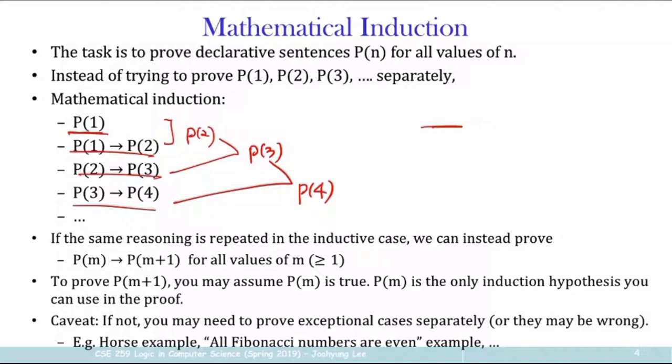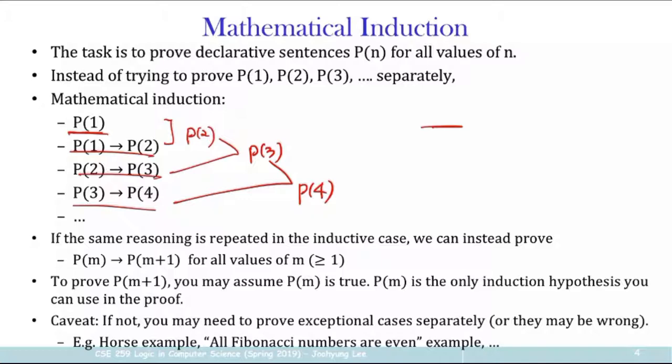Sometimes the induction fails. We saw some examples, like the example where all Fibonacci numbers are even. The caveat here is that sometimes the reasoning is not repeated in all inductive cases. In some step, P of 1 implies P of 2, or maybe P of 2 implies P of 3, somewhere it may fail to use the same reasoning as in the other cases. Okay? So when you use induction to prove all the cases except for the base case, you have to check whether the same reasoning is applied to all inductive cases.